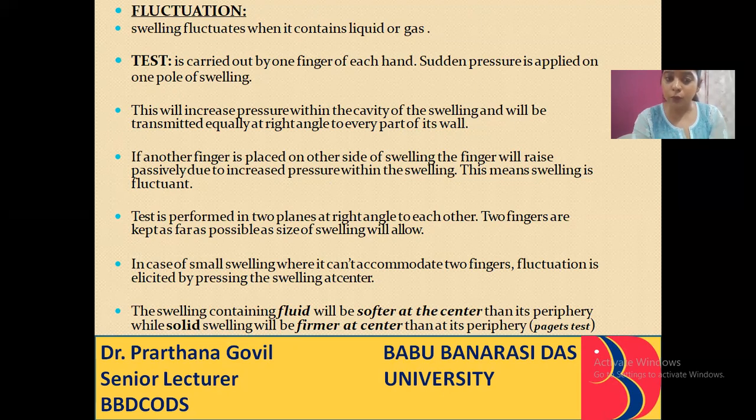This means the swelling is fluctuating. The test is performed in two planes at right angles to each other. Two fingers are kept as far apart as the size of the swelling will allow. In the case of a small swelling that cannot accommodate two fingers, fluctuation is assessed by pressing the swelling at the center. The swelling containing fluid will be softer at the center than its periphery, while a solid swelling will be firmer at the center than its periphery.